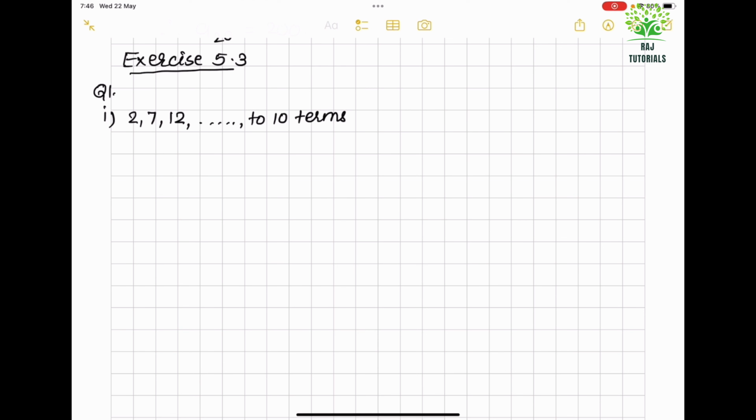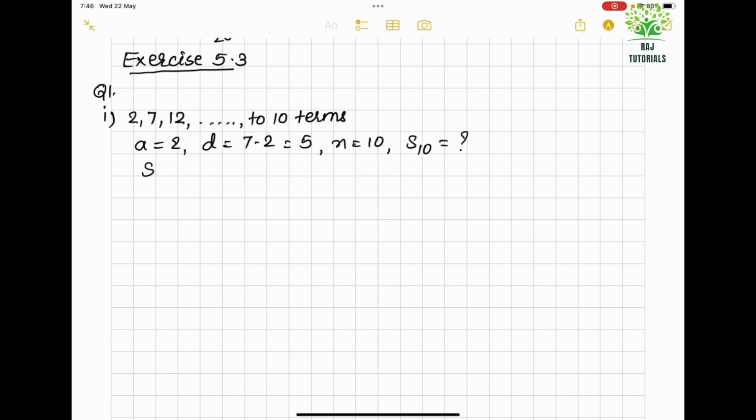Now here exercise 5.3 question 1 says find the sum of the following APs: 2, 7, 12 to 10 terms. So here a equal to 2, d equal to 7 minus 2, that is 5, and n is 10. So I have to find S10.